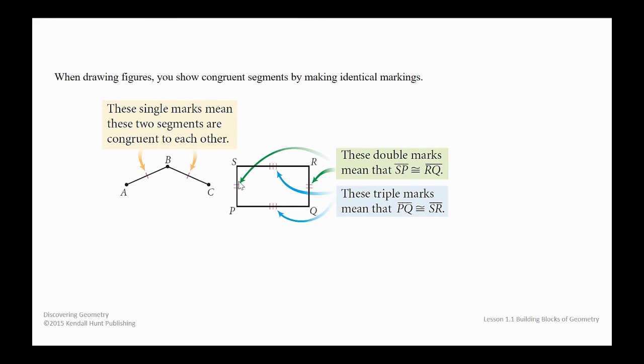Now, when we draw these figures to show that they're congruent, we use these things called tick marks. So in this picture, AB, this segment, and BC, this segment, are congruent because they both have one tick mark. Over here on this rectangle looking thing, might be a rectangle, might not, you can see that segment SP and segment RQ are congruent. They both have 2 tick marks. Or if we put 3 tick marks on both of them, then they'd be congruent as well. And we'd write it out just like we did before. And this is read segment PQ is congruent to segment SR.